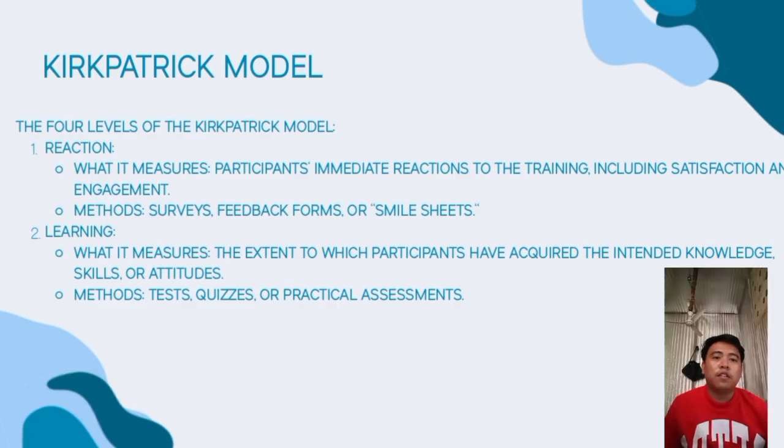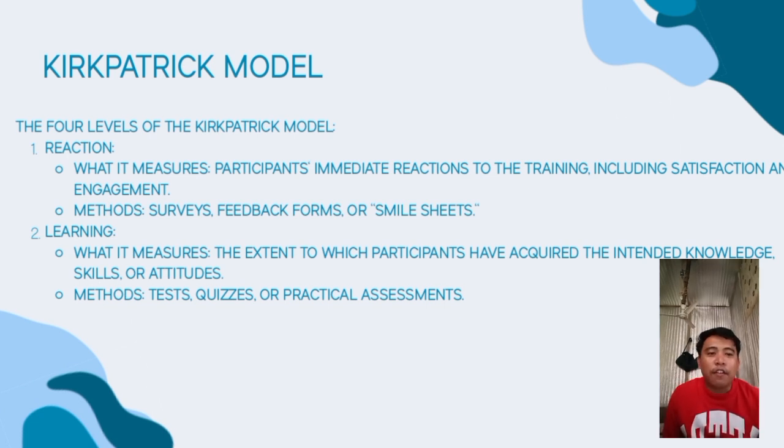Kirkpatrick model. The four levels of the Kirkpatrick model. Reaction. What is measured? Participants' immediate reaction to the training, including satisfaction and engagement. Methods: surveys, feedback forms, or smile sheets. Example: after a time management training session, participants complete a survey rating the content, instructor effectiveness, and relevance.